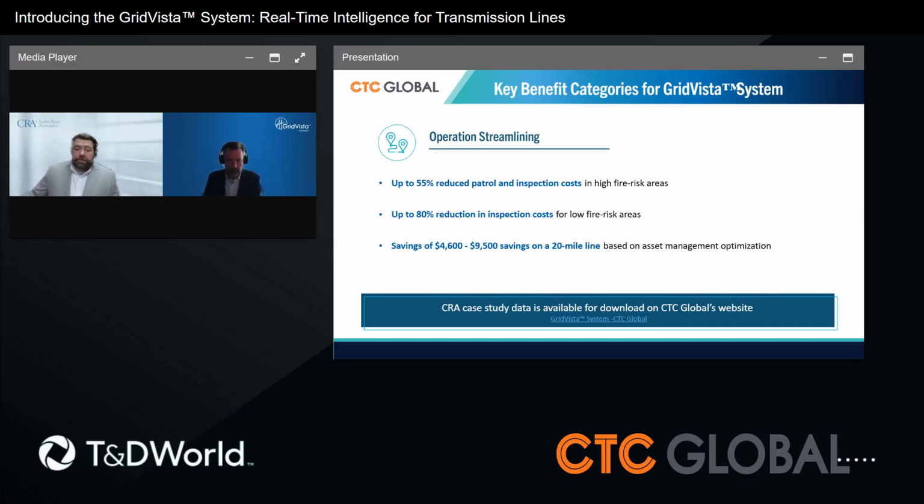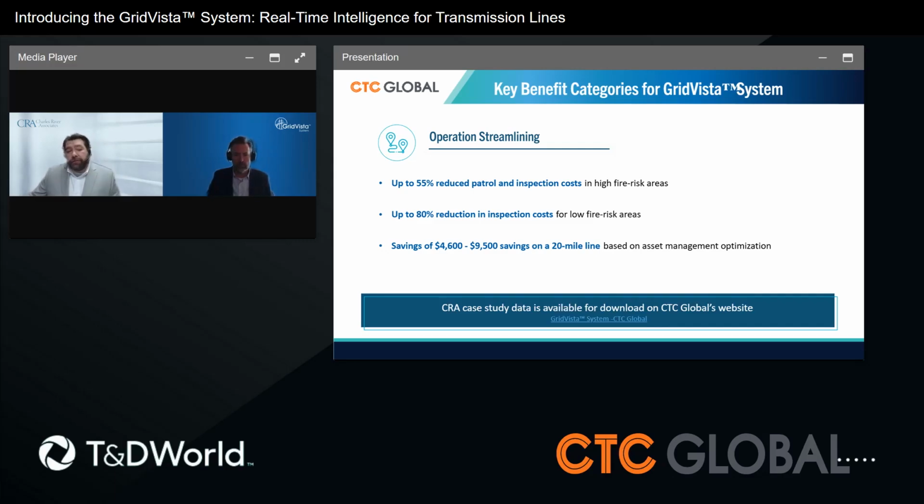And lastly, on operation streamlining, GridVista's data capabilities could reduce line patrols, detailed, and infrared inspection costs by up to 55% in high-risk fire areas. When we look at lower-risk fire areas, the reduction of patrol inspections and potentially elimination of the need for infrared inspections reduces inspection costs by up to 80%. Then based on average utility spend on overhead maintenance, deployment of asset management resources to lines based on prioritization could translate into annual maintenance savings of $4,600 to $9,500 on a 20-mile line.